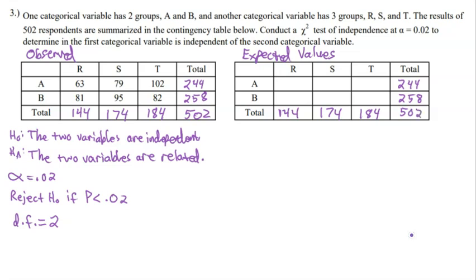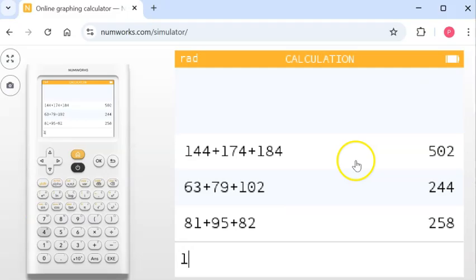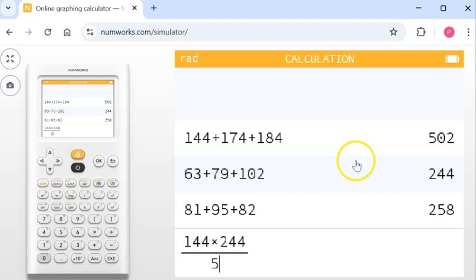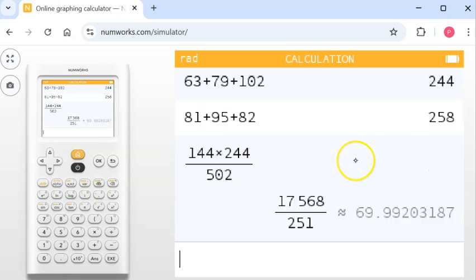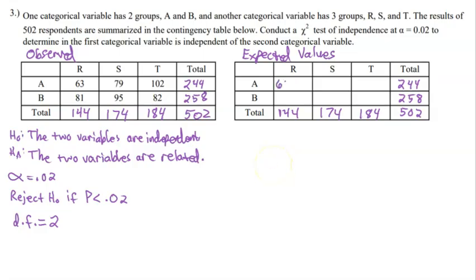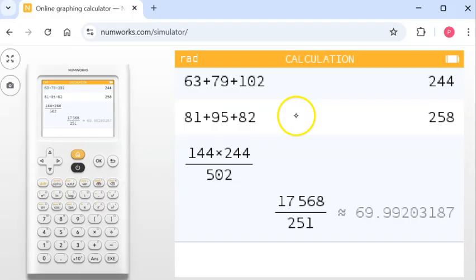Now, to get these expected values, we're going to do the column total, which is 144, times 244, divided by 502. All right, so let's go to the calculator. We're going to do 144 times 244 divided by 502, and that gives us 69.992. So here we're going to put 69.992. Okay, and now here, you know what I'm going to do? I'm just going to do the 144 minus this.